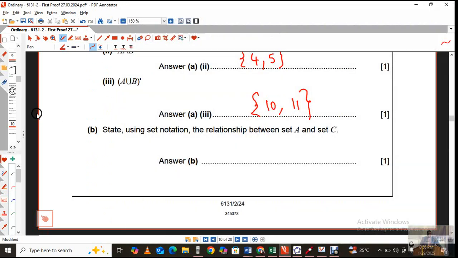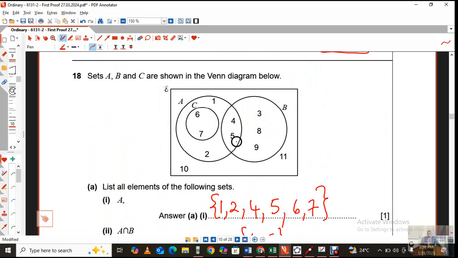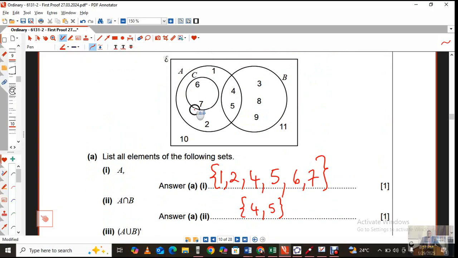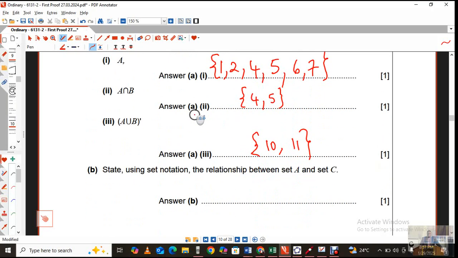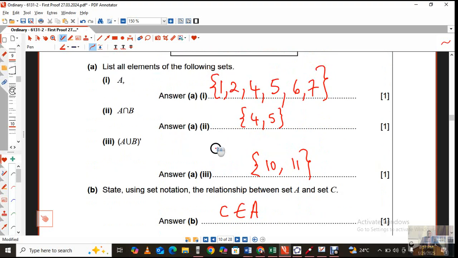Part B. State using set notation the relationship between set A and set C. Now if you look, set A is like the mother and set C is like a child. Okay, so this is an element of A. You can also say that. And set C is an element. No student will be punished by saying, well, set C is an element of set A. But there's also something else that you can say.